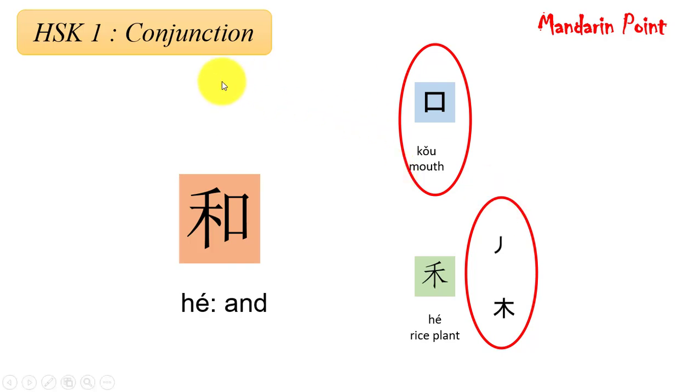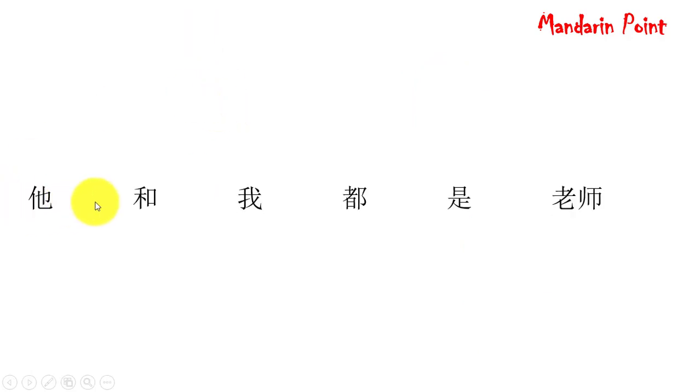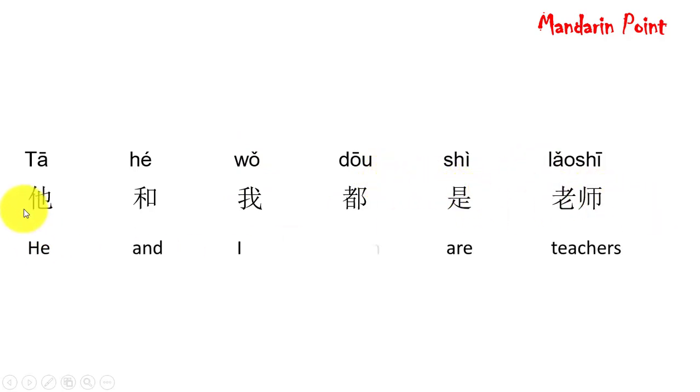Let's use this conjunction in example sentence. Here we have ta he wo dou shi lao shi. He and I both are teachers.